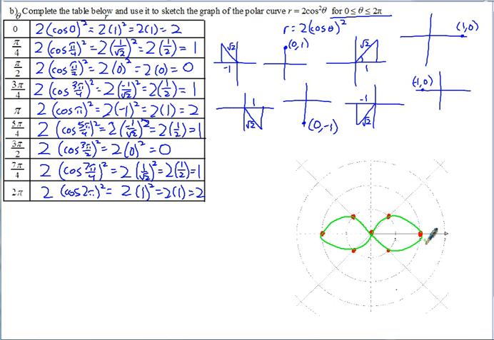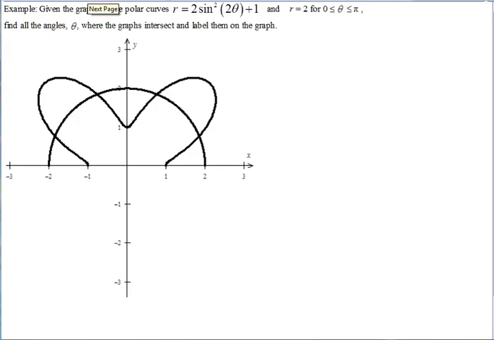All right, now let's take a look at some different types of problems. This time we're actually given the graphs of two curves. You can see r equals 2 sine squared of 2 theta plus 1 and r equals 2 from 0 to pi. And we want to find all the angles, theta, where the graphs intersect and label them on the graph. So you can see the places where these graphs intersect.